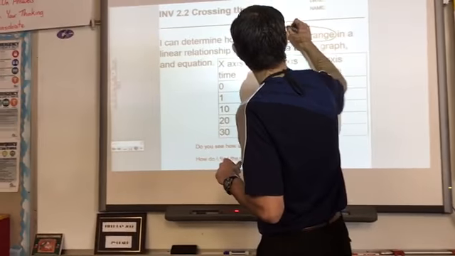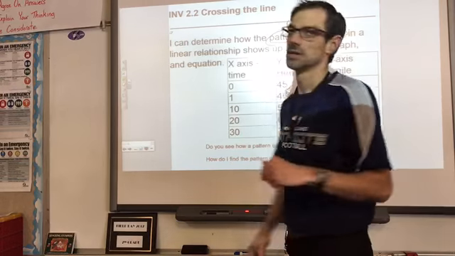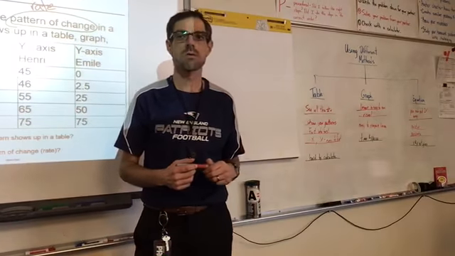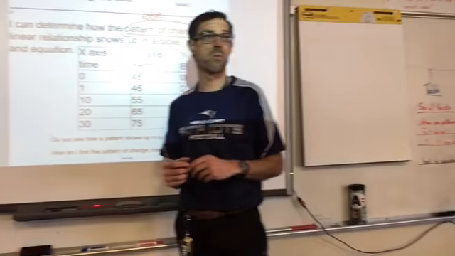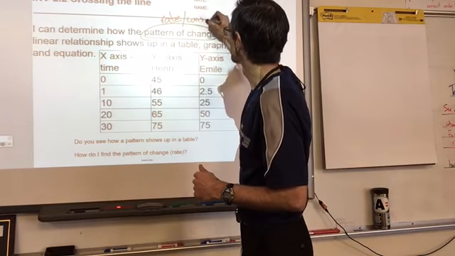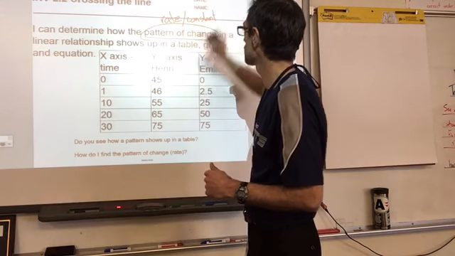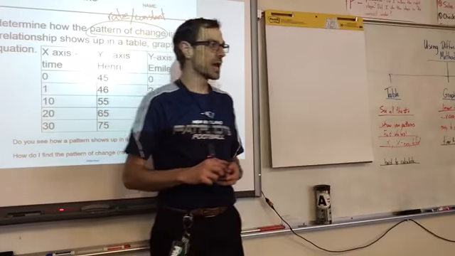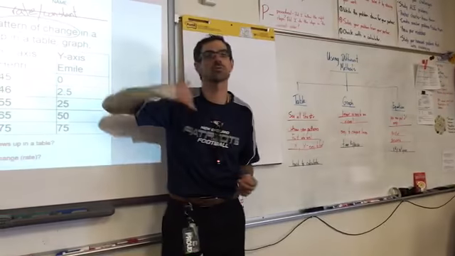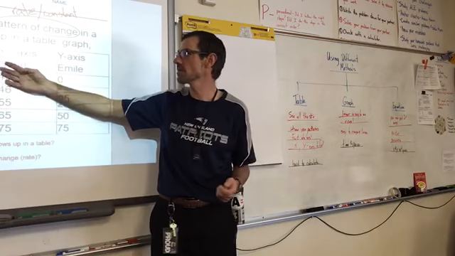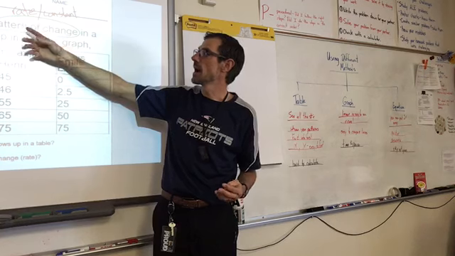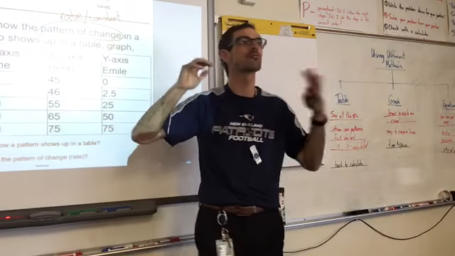Your rate. So write that down. What's another word for rate? Pattern of change. Constant. Your constant. We've called it that before. Okay. So the rate is what creates the pattern of change. So here I have a table. And what I'm trying to find is, how do I determine what the rate is?